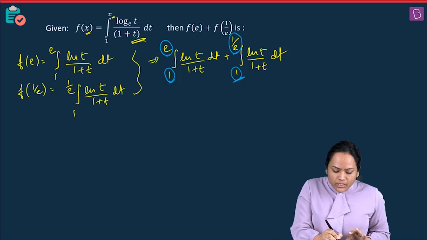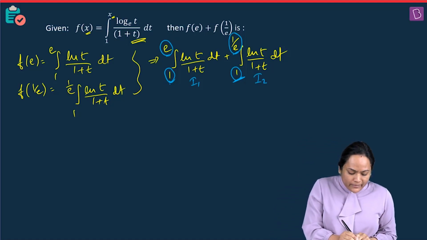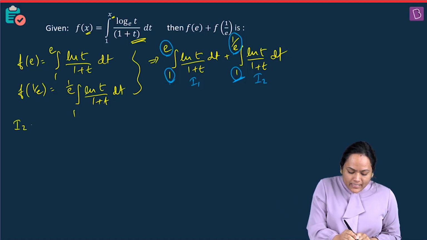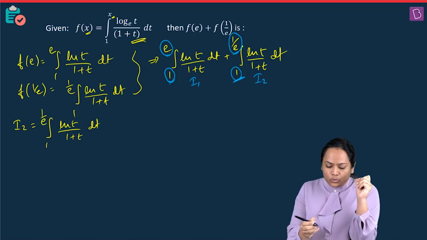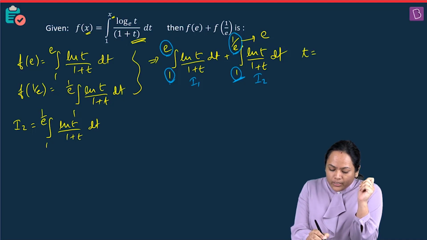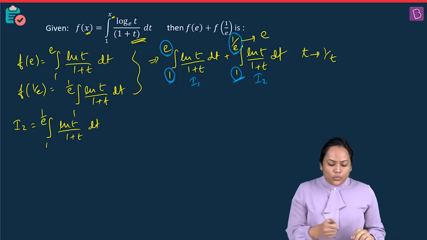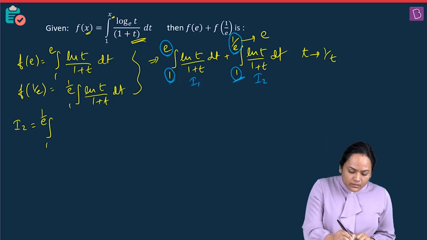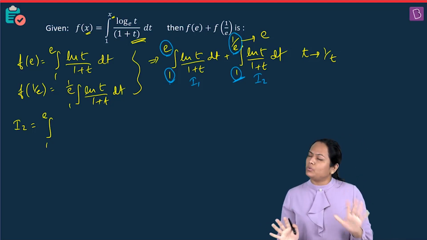So I'm not touching my first integral, let's say I1. I'm just making changes in my second integral, which is I2. So quickly, I2 is the integral from 1 to 1 by e of ln t divided by 1 plus t dt. What am I doing in I2? I have to make 1 by e into e. That means I'll use a substitution. I'll put t as 1 by t over here. I'm replacing t with 1 by t. So when I do that, it's going to give me the limit as 1 to e, because 1 by e reciprocal is e, while 1 reciprocal is 1.